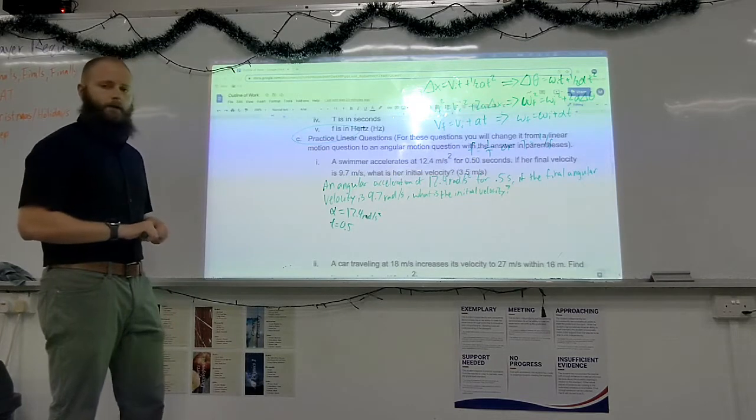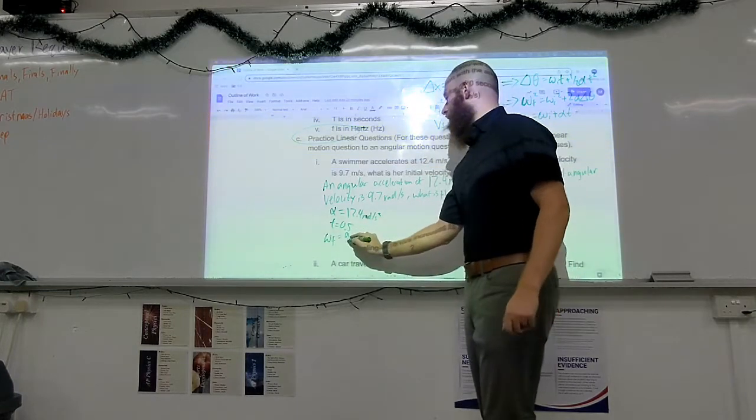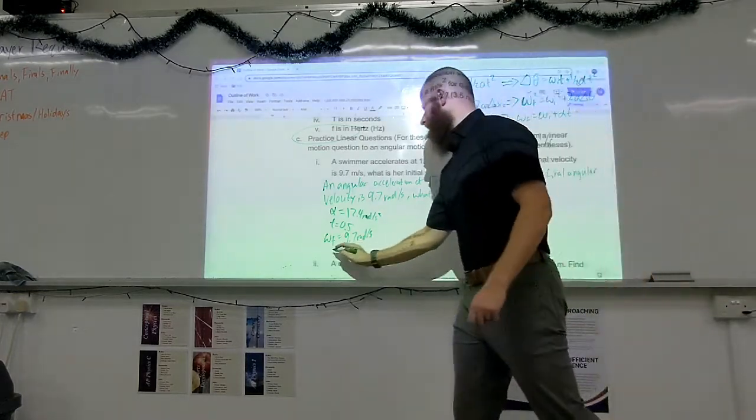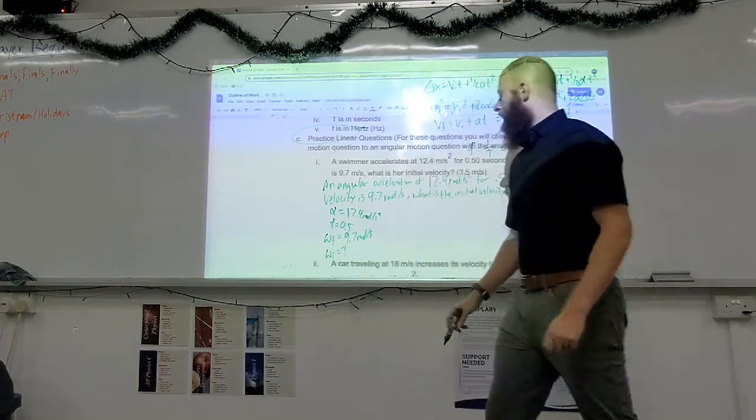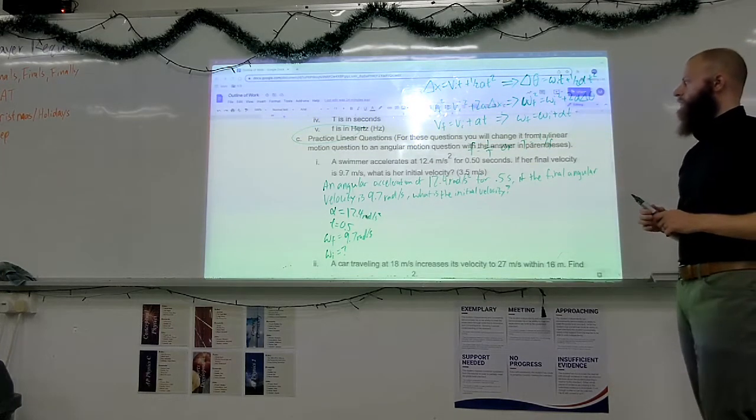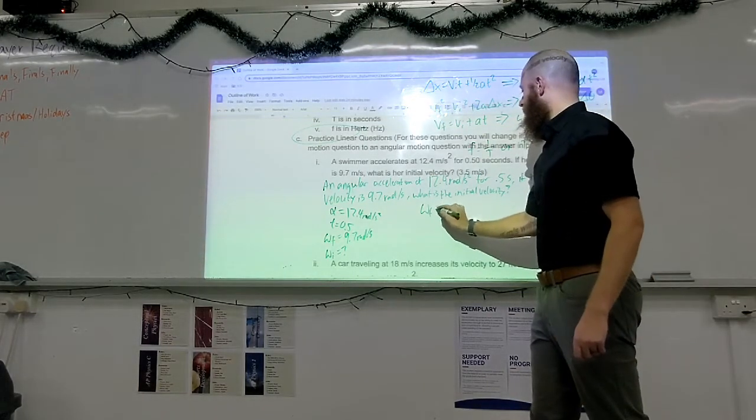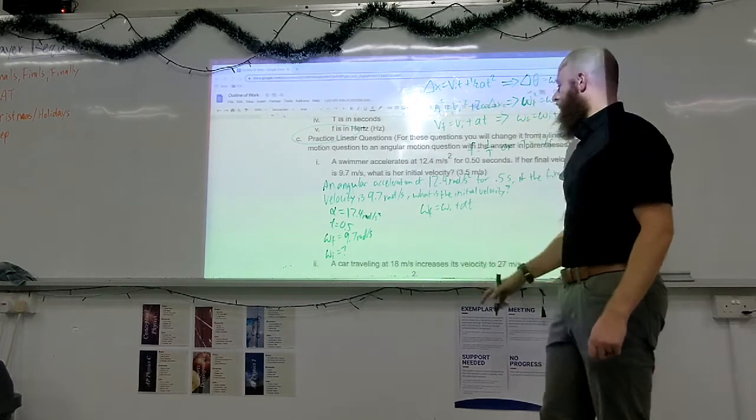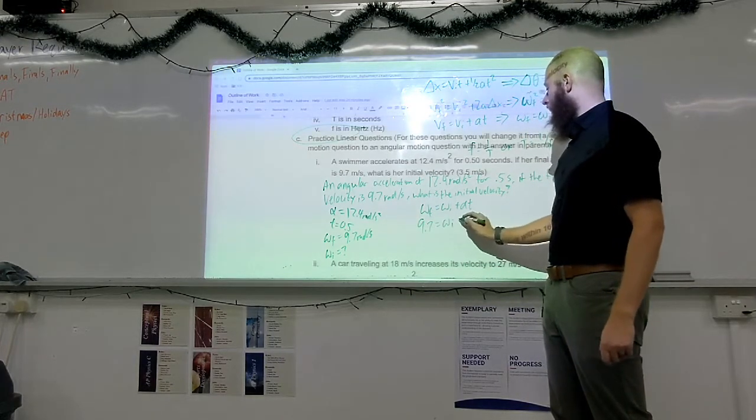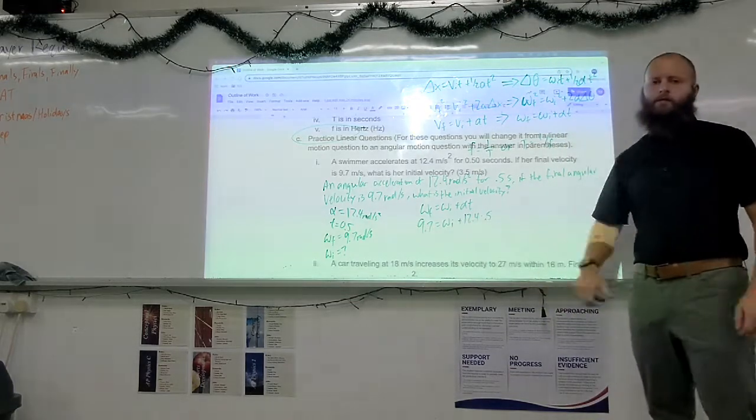The final angular velocity will be omega f, so omega f is equal to 9.7 radians per second. And what does the problem ask me for? The initial angular velocity, so omega I. Now which equation has those three things and nothing else? Yes, it will be this last one: omega f equals omega I plus alpha t. So 9.7 equals omega I plus 12.4 times 0.5. And then we just solve for omega I.